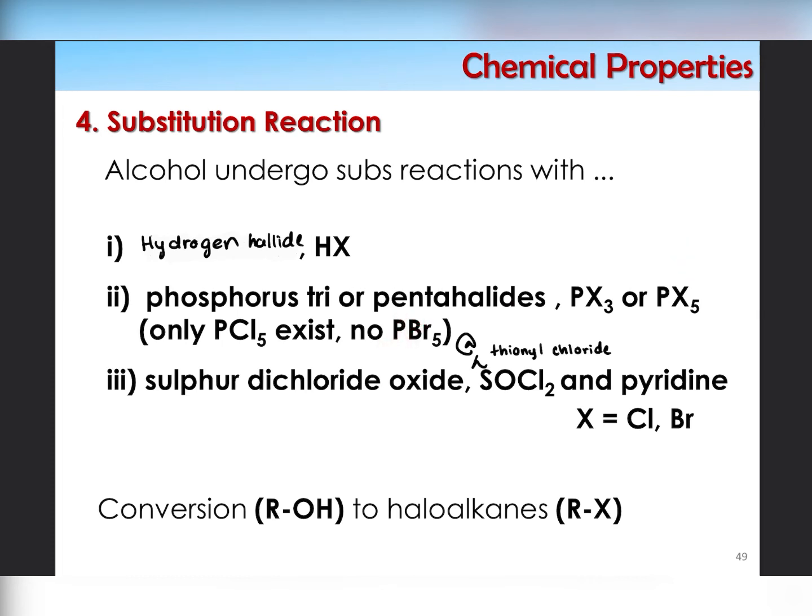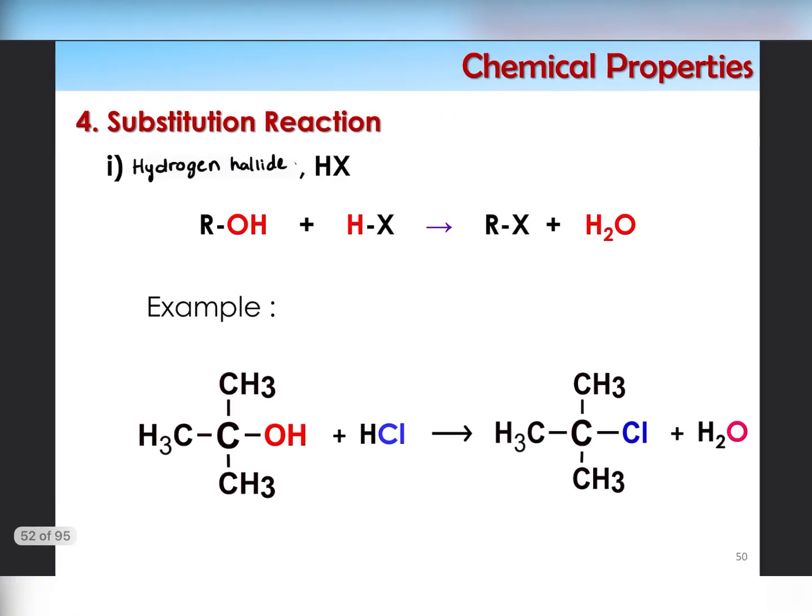And then boleh juga buat reaction substitution with sulfur dichloride oxide ataupun nama lain dia thionyl chloride SOCl2 with pyridine as the solvent. Okay, so all of this dia akan convert alcohol jadi haloalkane. Okay, so for the first one kita tengok substitution reaction. Okay, ini dengan hydrogen halide, any of your HBr ke HCl ke.